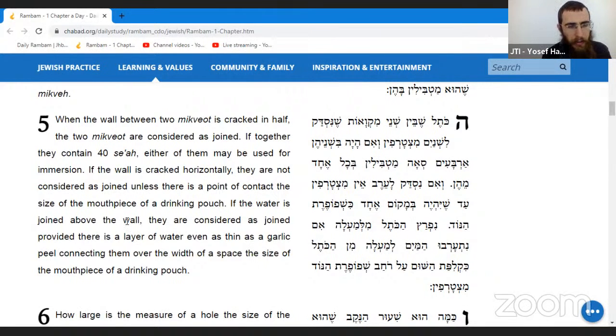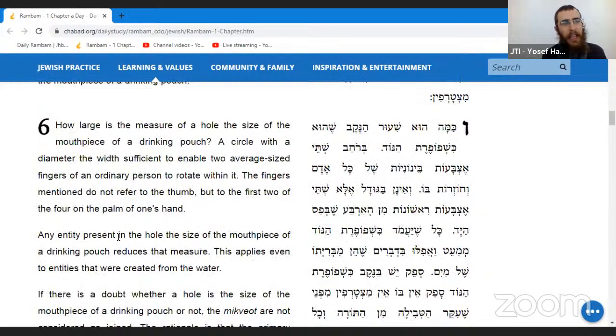If the water is joined above the wall, so there's a wall and then the waters are overflowing that middle wall, obviously that middle wall is a little shorter than the other walls, which is allowing it to overflow, they are considered as joined, provided that there's a layer of water, even as thin as a garlic peel. So as long as the water is flowing over that wall to the slightest amount, then that works. It needs to connect them over the width of the mouth of a drinking pouch.